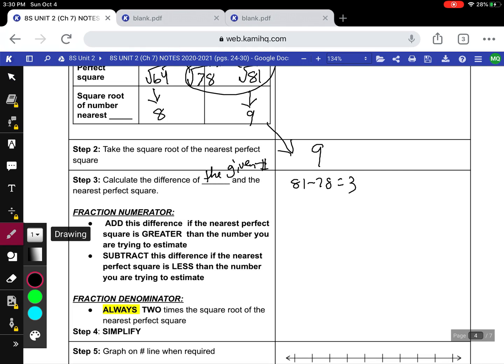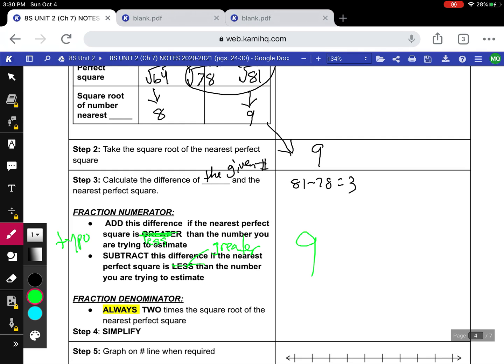Now, there is a typo. Let's just write this now so you guys catch it. As I reread this, I think this is a typo. You're going to add the difference if the square root, let's see, these are opposite. This should be less and this should be greater. But I don't even want you to worry about that so much, because I think if we think of this logically, we're going to get it.